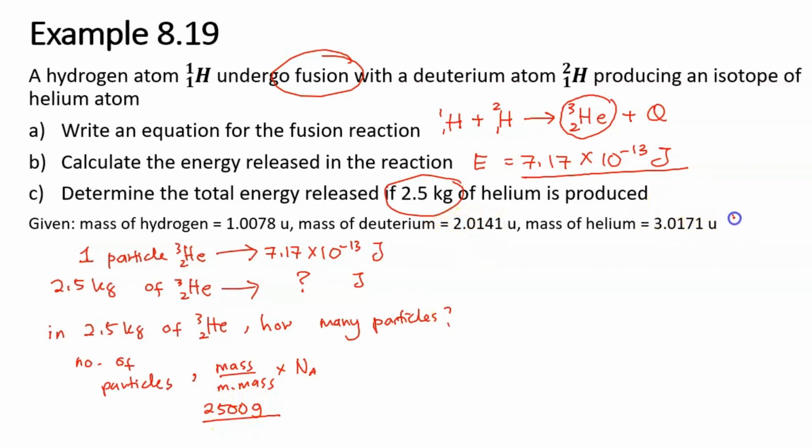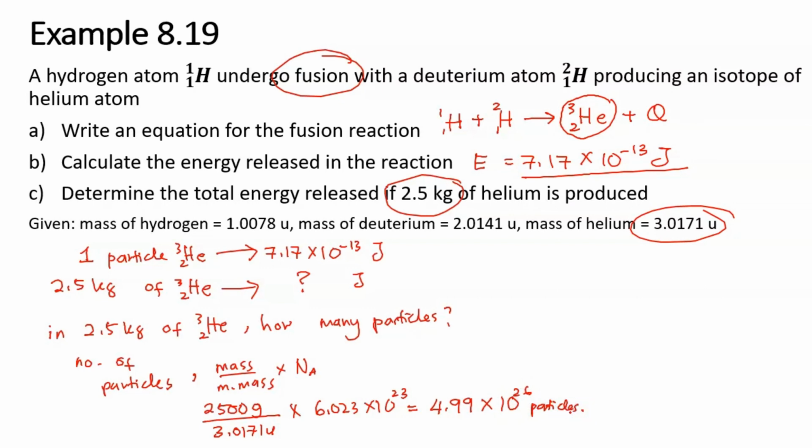So tadi dia kata mass of helium 3.0171, so kita gunakan. Kalau soalan tak bagi nilai mass of helium ni, kita boleh ambil nuclear number 3 kat atas ni. Kalau dibahagikan dengan 3 pun betul juga. Darabkan dengan Avogadro constant 6.023 exponent 23. Kat sini you akan dapat dalam 2,500 gram ataupun 2.5 kilo helium mengandungi 4.99 ataupun 5 exponent 26 particles.